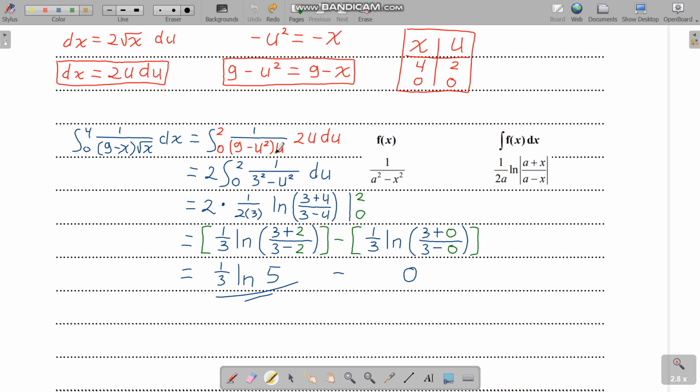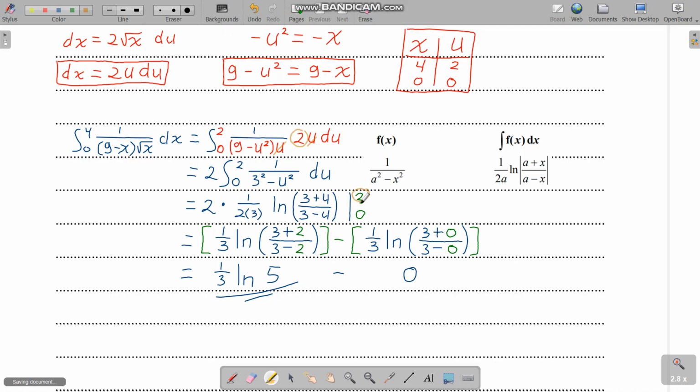So we can start by cancelling out the u. We can pull the 2 out of the integration. And just to be clear, 9 is equal to 3 squared. We can use this MF19 formula. In this case, a is 3, x is u. So the integral becomes 1 over 2 times 3, ln of (3 plus u) over (3 minus u). So this is the integral.